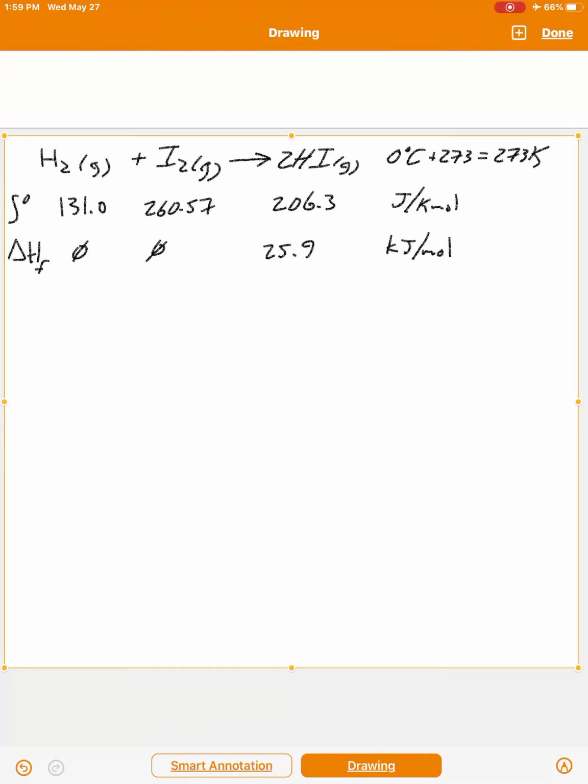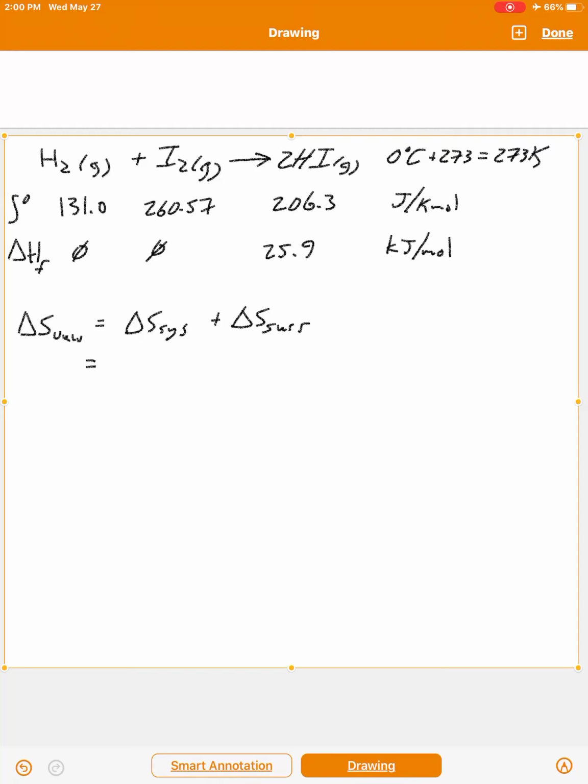So here's what I'm going to do. Delta S of the universe is equal to delta S of the system plus delta S of the surroundings. Okay? So let's do delta S of the system first. We learned how to do that in the previous sample problem. It's the sum of the entropy values of the products minus the sum of the entropy values of the reactants.